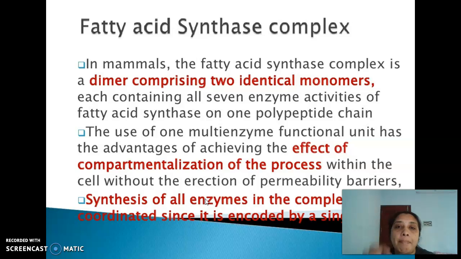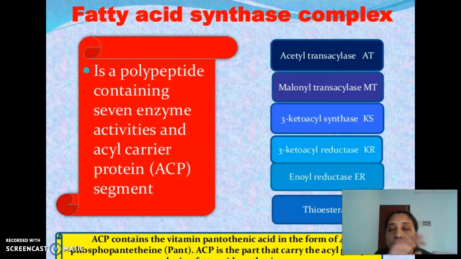Only after the 4th reaction is over, then only the product will be released out. Again, the first enzyme finds it and the pathway will be continued. So the use of the multi-enzyme complex is that after each reaction, the product is not allowed to come out. So there is a compartmentalization happening. The synthesis of all the enzymes is coordinated since all the 7 enzymes are coded by a single gene.